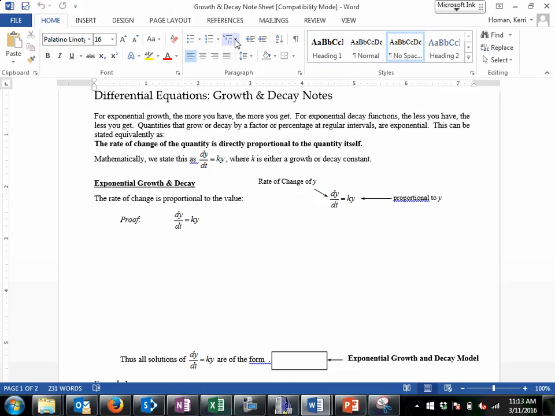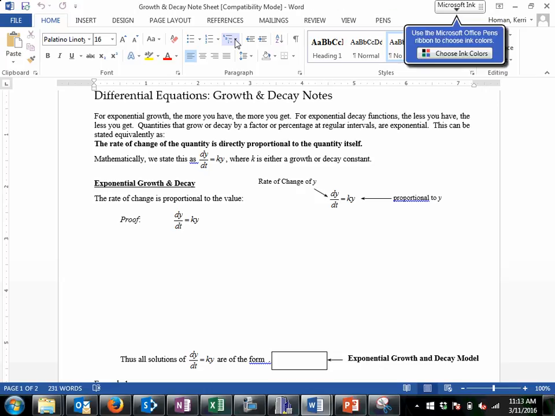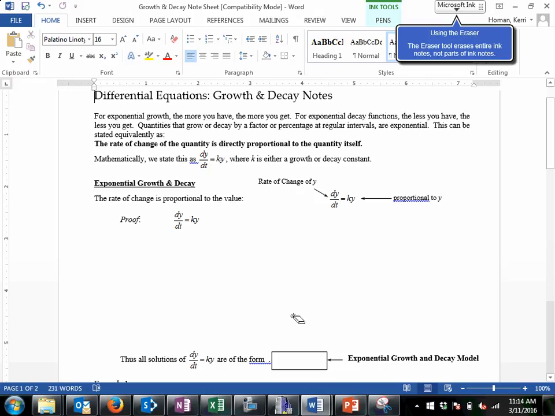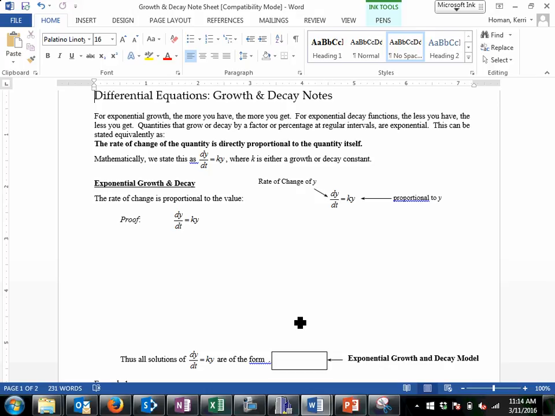In other words, exponential growth: the more you have, the more you get. Decay: the less you have, the less you get. With exponential growth and decay, the rate of change of the quantity is directly proportional to the quantity itself. If you recall direct proportion from way back in algebra, y is directly proportional to x means that they're related by some constant. It's C for constant. Sometimes K is used to describe a constant.